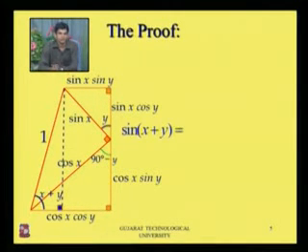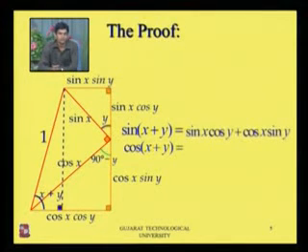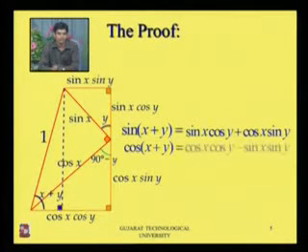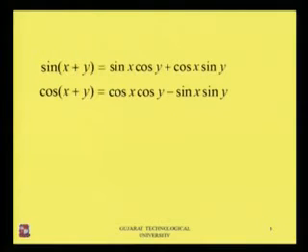So sin of x plus y is opposite side over hypotenuse. Here opposite side is sin x cos y plus cos x sin y, and hypotenuse is 1. And similarly cos of x plus y is cos x cos y minus sin x sin y. These two are addition formula of sin and cos. Sin of x plus y formula is sin x cos y plus cos x sin y, and cos of x plus y is cos x cos y minus sin x sin y.